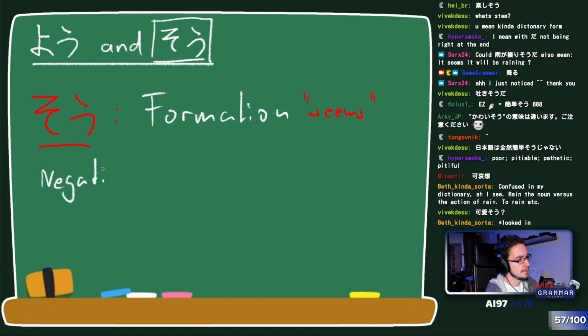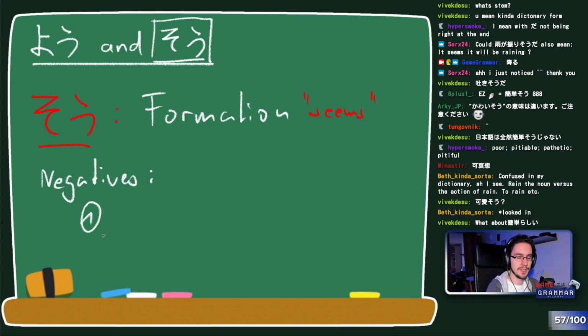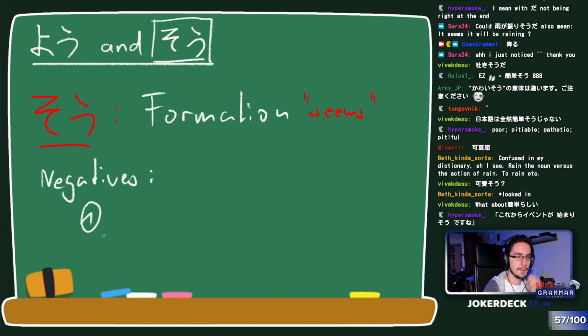So negatives: there's two ways of making negative seems-like statements. One being you can negate the so itself, or you can say it doesn't seem like that. We will talk about rashi next time, I think. I don't have time to fit all of them into one lesson, so I will do two lessons. Next week I want to talk about rashi and mitai, to tie it all up. Today we're just going to talk about yo and so, and then next week we have time for rashi and mitai and how they differ.